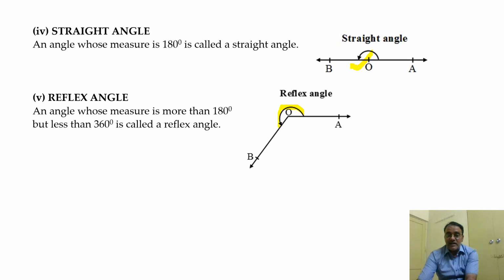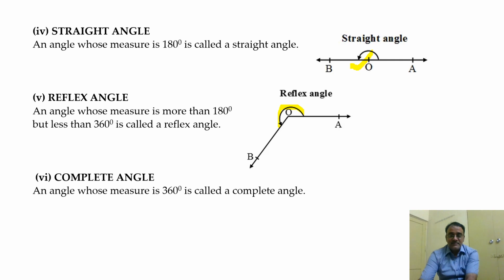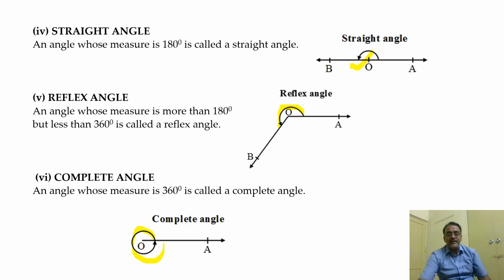And the last one, complete angle. An angle whose measure is exactly equal to 360 degree is called complete angle. So this is the complete angle, full one circle, full one revolution. With one full revolution, the initial and final position of the ray will be the same. So in this case the angle will be equal to 360 degree.